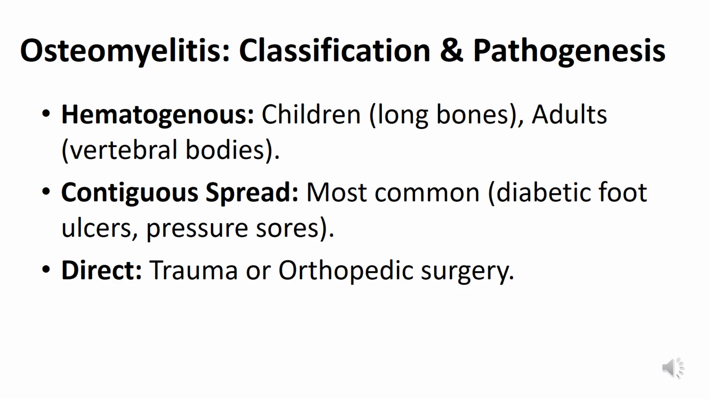A third pathway is direct inoculation. Here, microorganisms gain immediate access to bone through disruption of normal barriers. Traumatic injuries, particularly open fractures, create an opportunity for bacteria to enter the bone at the time of injury. Orthopedic surgery can also introduce infection. Although surgical procedures are performed under sterile conditions, implanted hardware and prosthetic materials can occasionally become colonized by bacteria. Once infection becomes established around these devices, eradication can be particularly difficult.